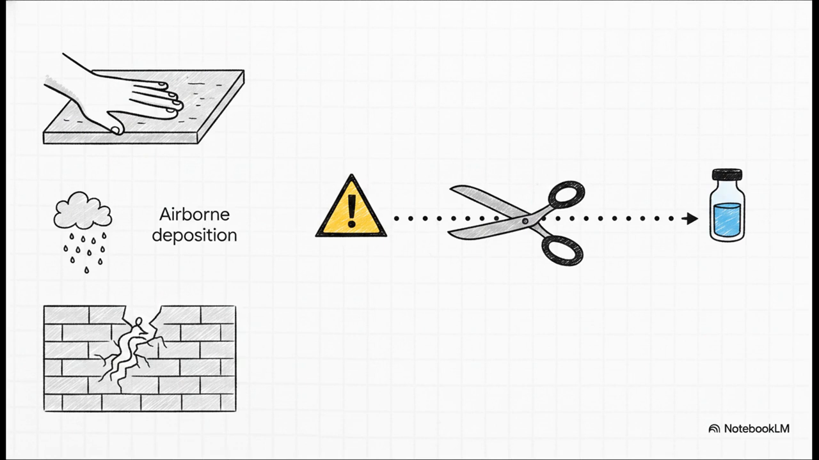The primary ones are contact and transfer, airborne deposition, and ingress past a barrier. To actually stop contamination, you've got to map your sources to these specific routes. So, for example, if personnel are the source, they might introduce microbial hazards through contact or ingress. The golden rule here is simple but incredibly powerful. If you break the route, you break the risk.